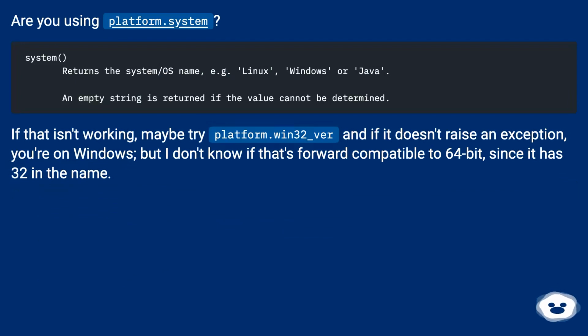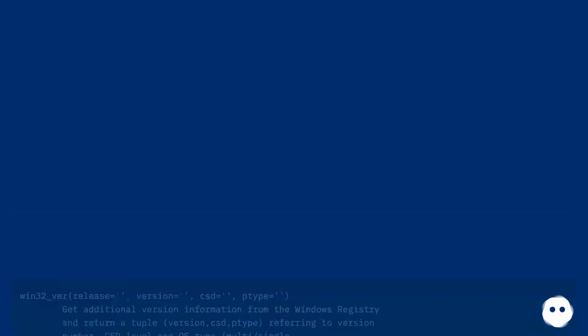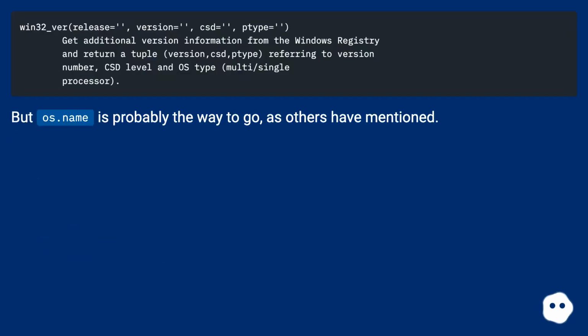Are you using platform.system? If that isn't working, maybe try platform.win32_ver, and if it doesn't raise an exception, you're on Windows, but I don't know if that's forward compatible to 64-bit, since it has 32 in the name. But os.name is probably the way to go, as others have mentioned.